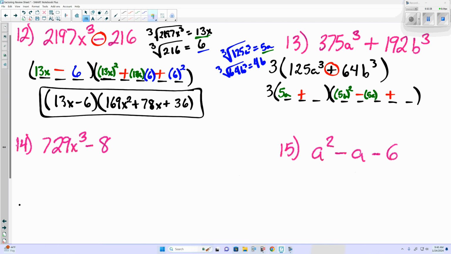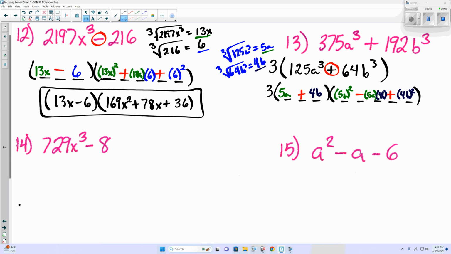Let's go purple. So 4b goes in the other spot. In the middle, we would have 4b to the first. And the last one, we'd have 4b squared. Questions on how we got this set up here?